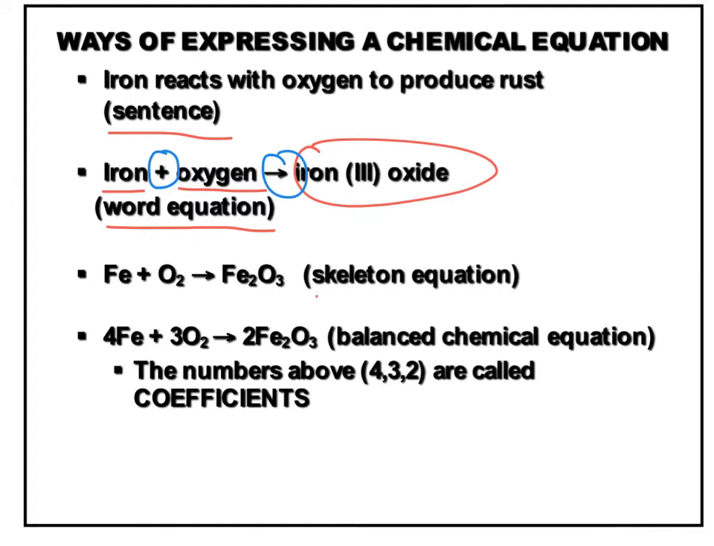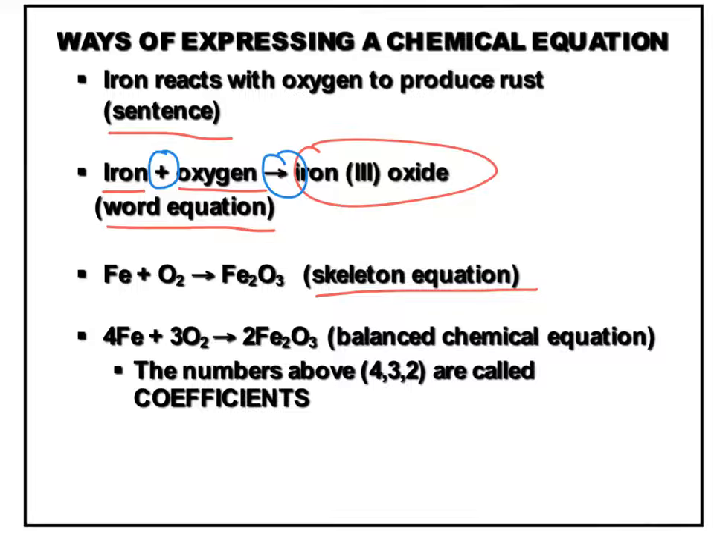Then we have what is called the skeleton equation. In a skeleton equation, you have the symbols, in chemical formulas, and skeleton means that the equation is not balanced yet. And that is something that we're going to focus on today, balancing equations. So I know you don't know what that is right now, but eventually you will. Once again, the reactants and the products are written out in their chemical formulas, but the equation is not balanced yet.